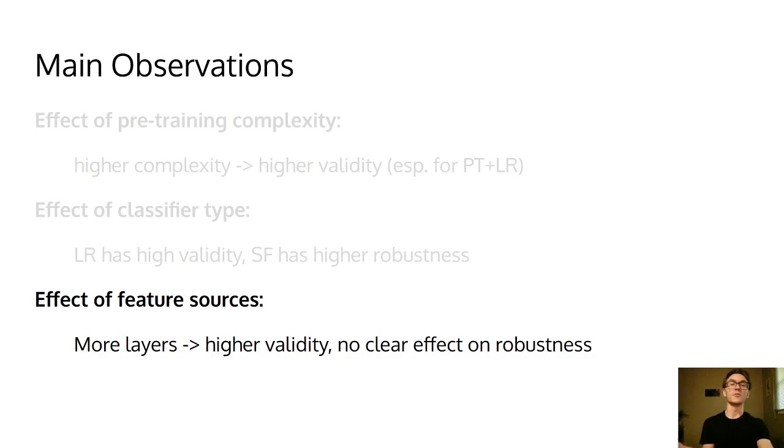In terms of feature sources, of course we find that more layers translates to higher validity. However, there's no clear effect on robustness. And this may be due to the features in the later layers already producing the most robust rules.